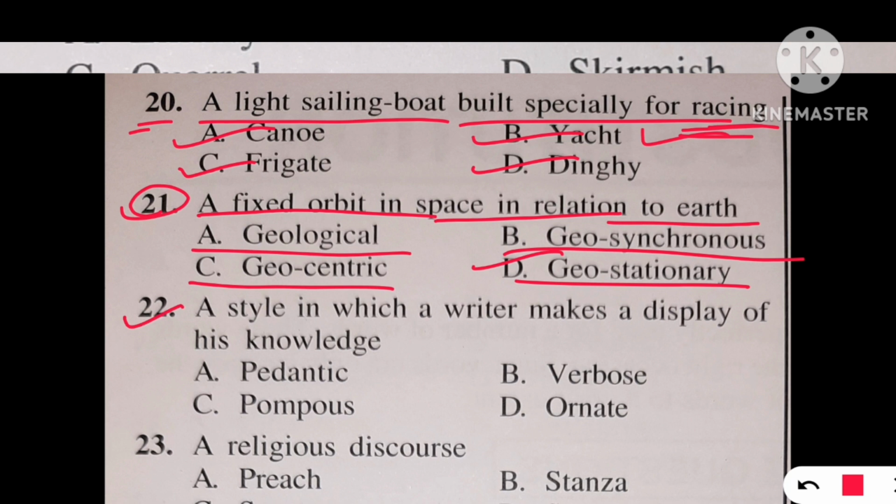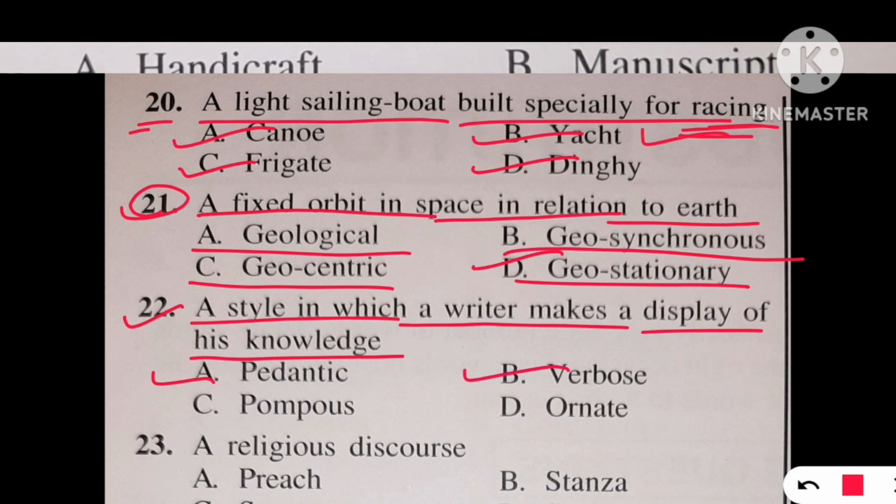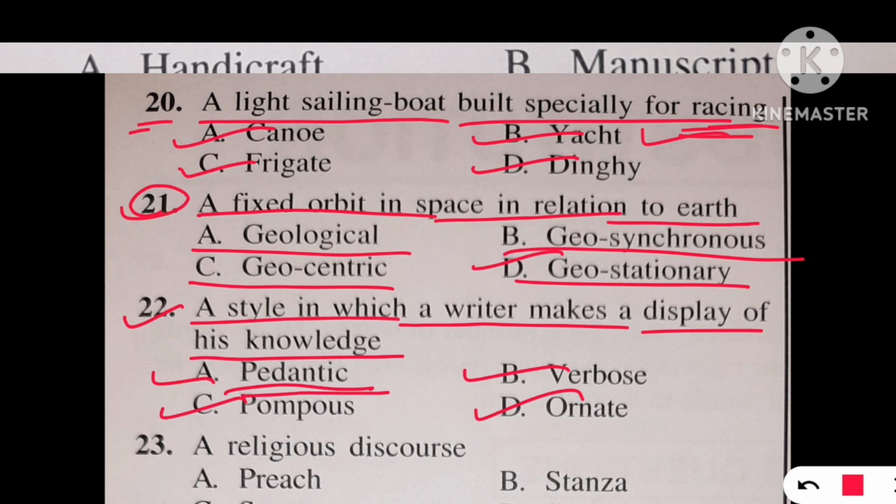Question number 22. A style in which a writer makes a display of his knowledge. Option A, pedantic. Option B, verbose. Option C, pompous. And option D, ornate. The correct answer for this is pedantic. When somebody praises their own work or own knowledge, it is called pedantic.